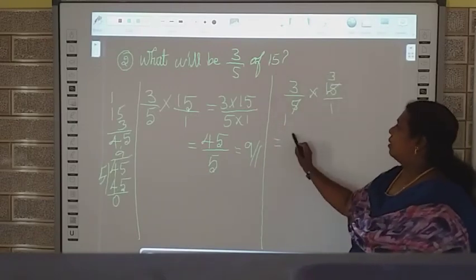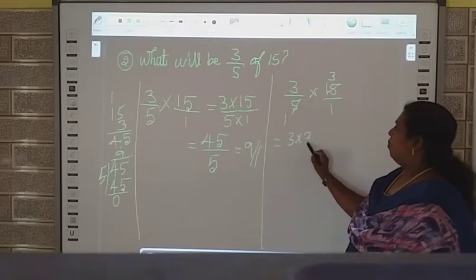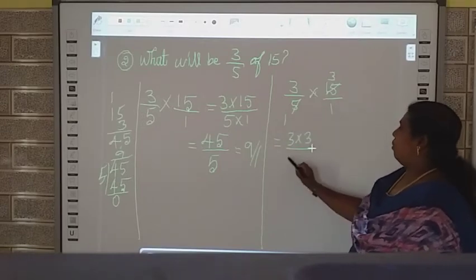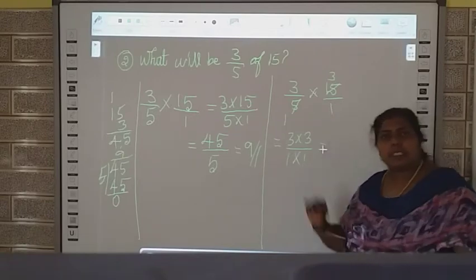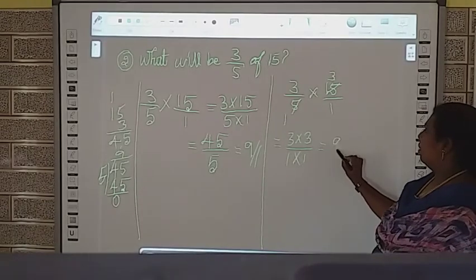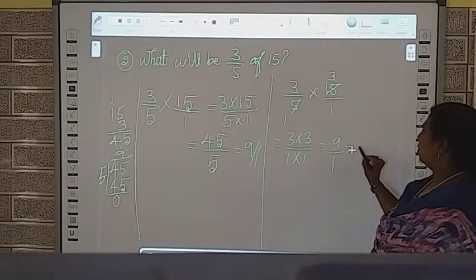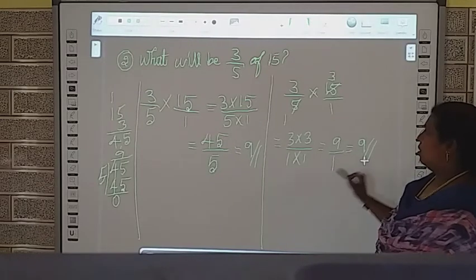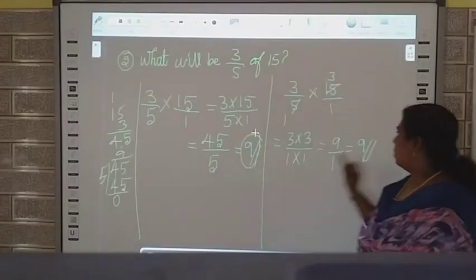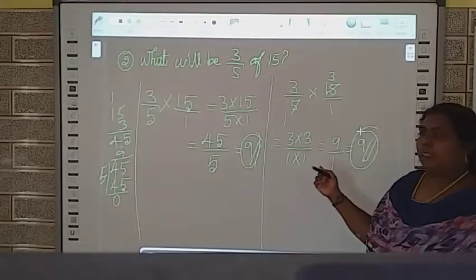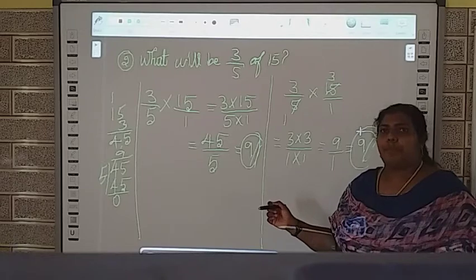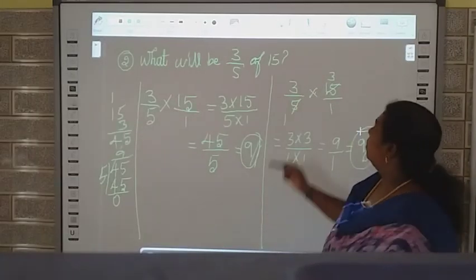Numerator and numerator, 3 times 3, divided by 1 times 1. So 3 times 3 is how much? 9. 9 divided by 1. So the answer is 9. So the same answer we are getting, right? So this is one method, and this is another method. Okay children? Yes. Next example.